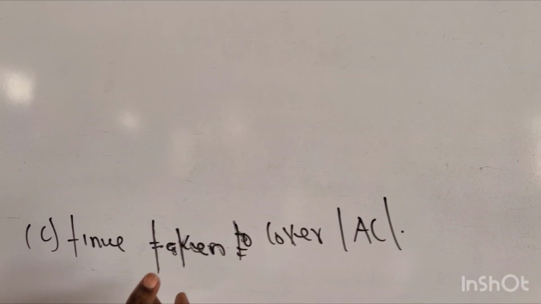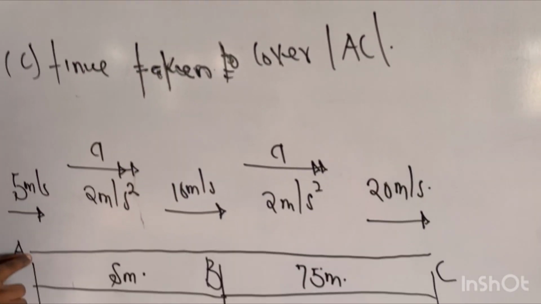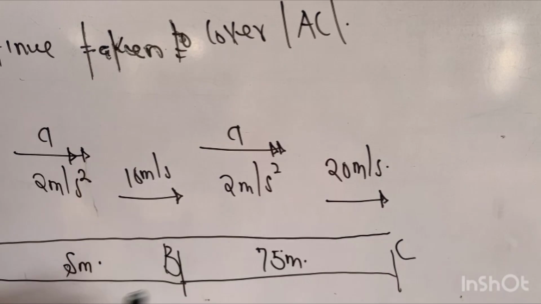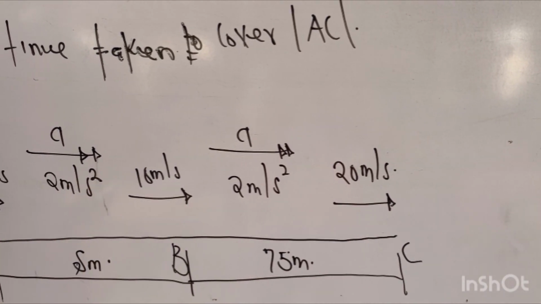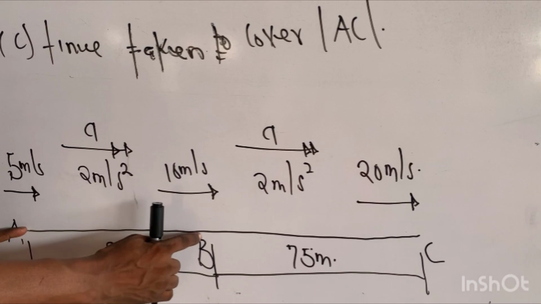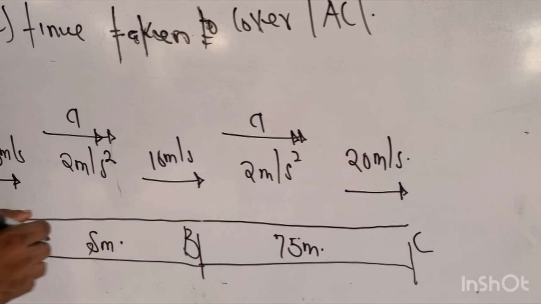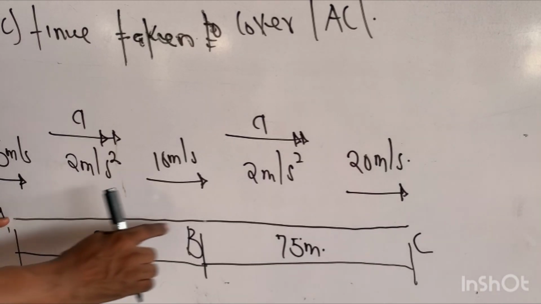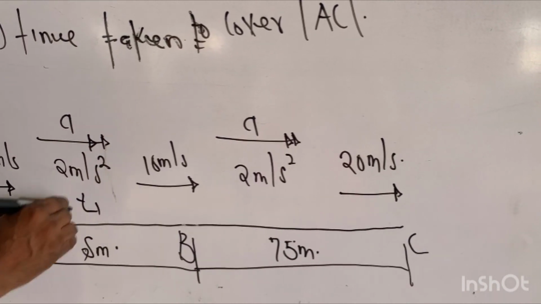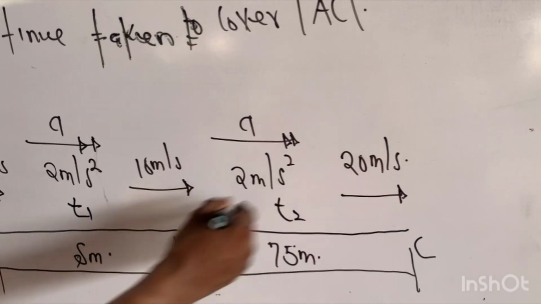That will give us 18.75 meters. Question C says we should find the time taken to cover line AC. That is, the time taken to cover from A to C. We can actually approach this question in two ways. First of all, we can find the time used to cover from A to B and the time used to cover from B to C. If I consider the time used to cover from A to B, let's call it T1. The time spent to cover from B to C, let's call it T2.